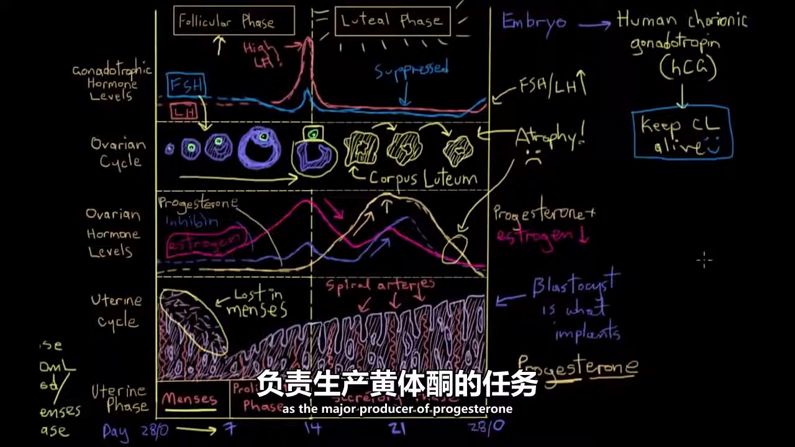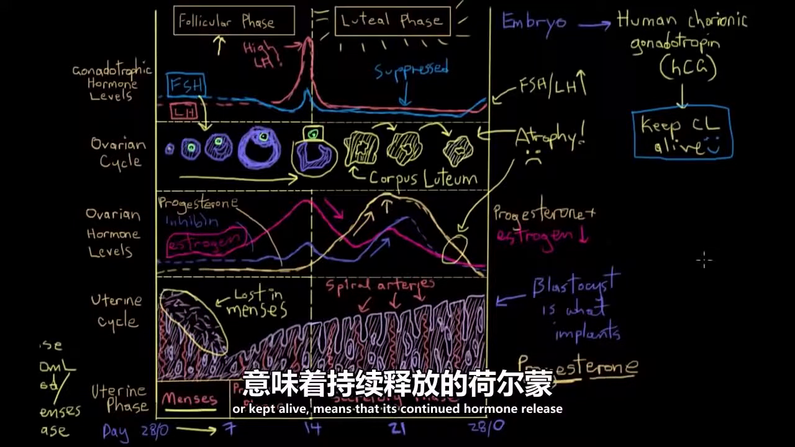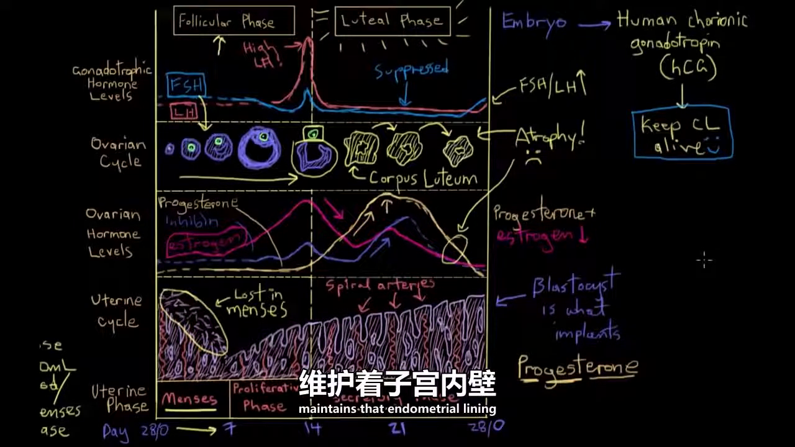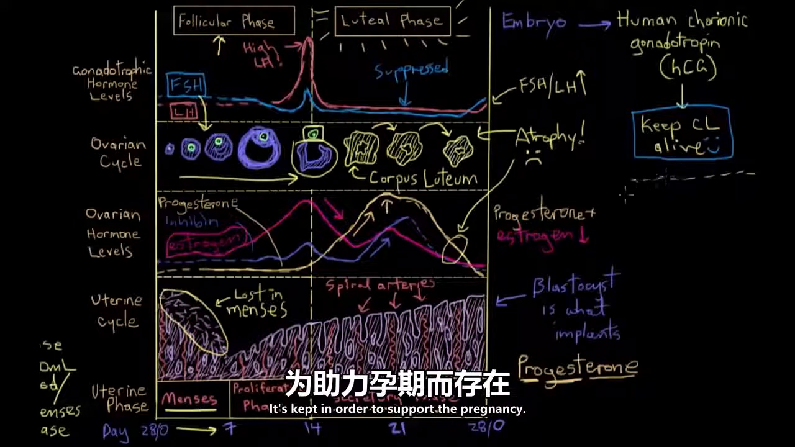as the major producer of progesterone. Third, the corpus luteum being rescued or kept alive means that its continued hormone release maintains that endometrial lining. So the lining isn't lost in menstruation. It's kept in order to support the pregnancy.